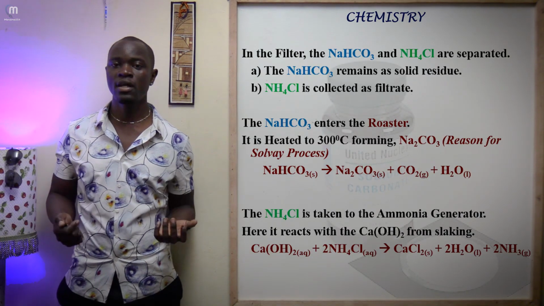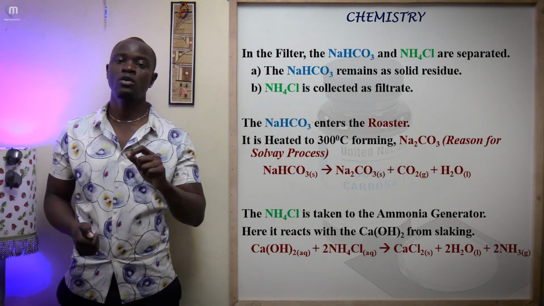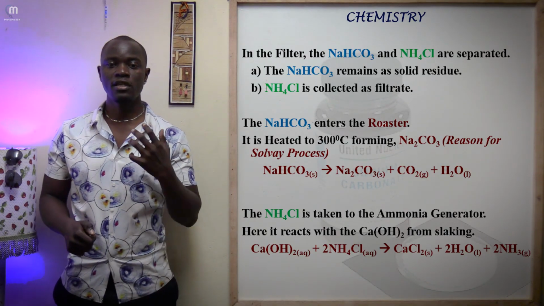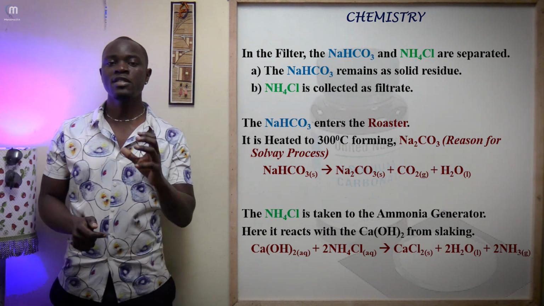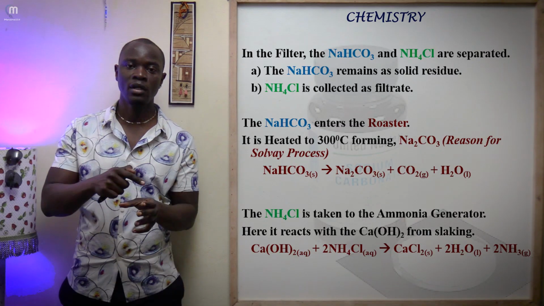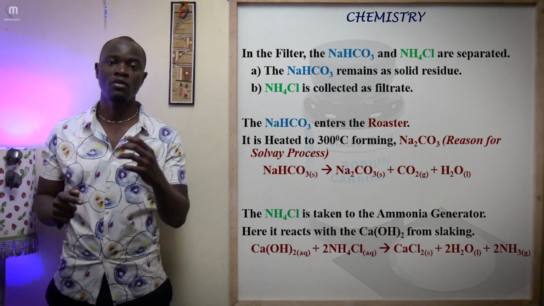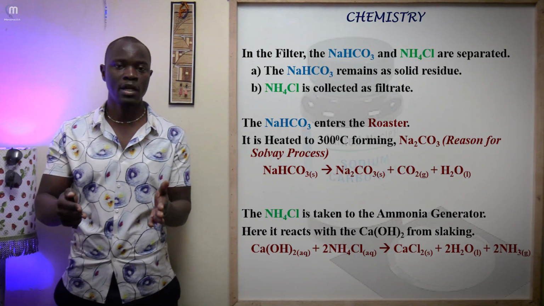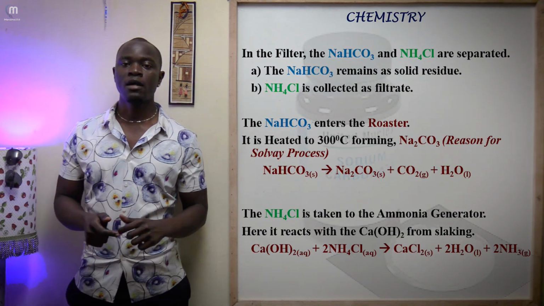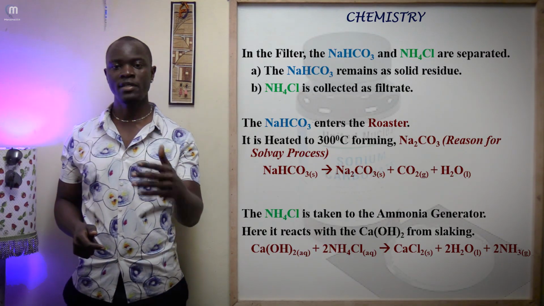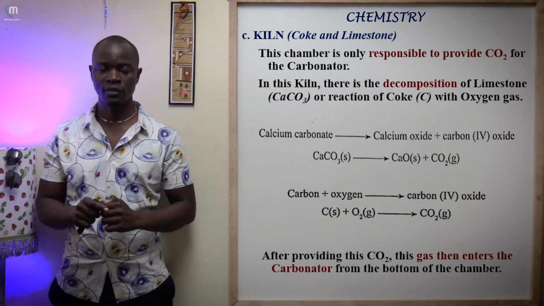Now, since we have obtained sodium carbonate, this is the main reason we undertook the Solvay process. We have manufactured our sodium carbonate. From here on, the process is only recycling. We are recycling everything else from the Solvay process, because we have already obtained our sodium carbonate. The sodium carbonate is extracted, packaged and bagged, ready for the market. So now we are done with the roaster.